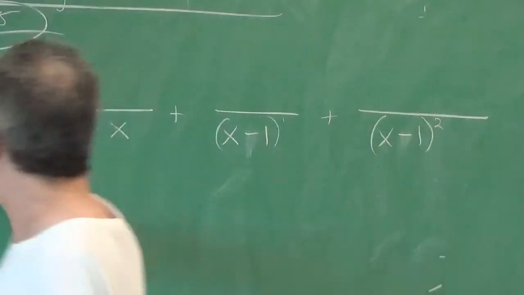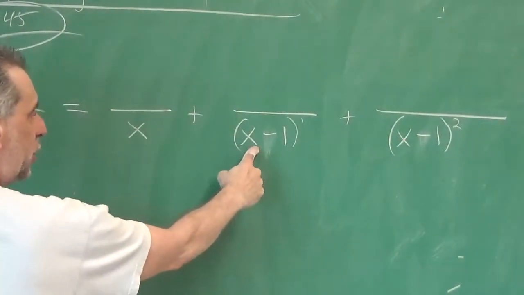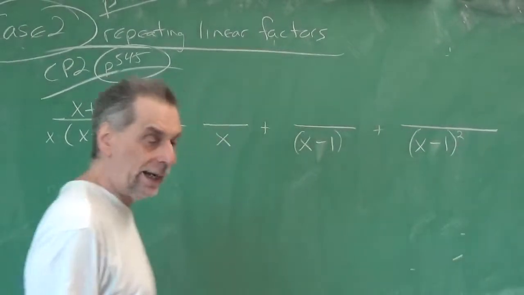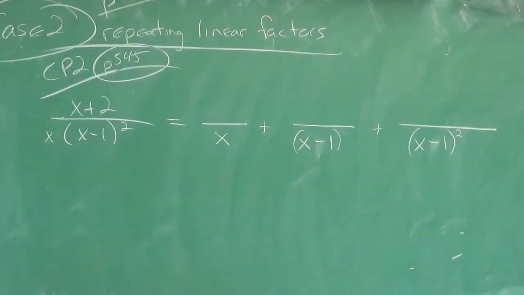Okay, so the x minus 1 appears twice, so it gets one fraction for the x minus 1 to the first power, and another fraction for x minus 1 to the second. If it was to the third, it would have another one for the third. And now everything is exactly the same process, except it's going to be a little bit more because we've got 3 fractions instead of 2.